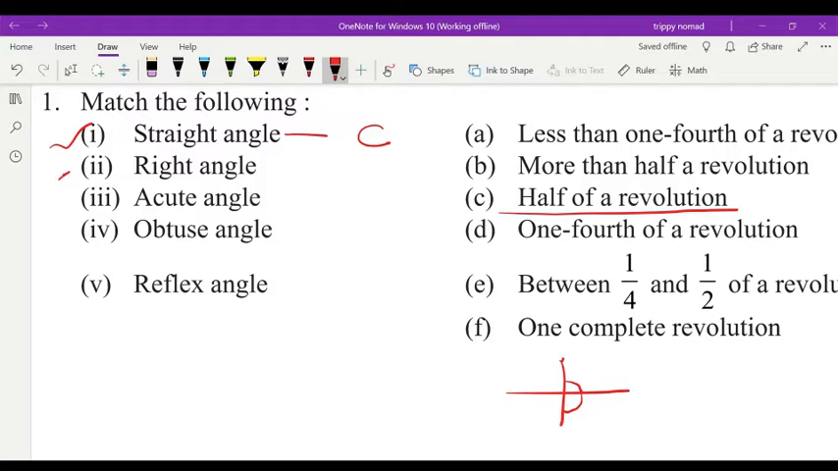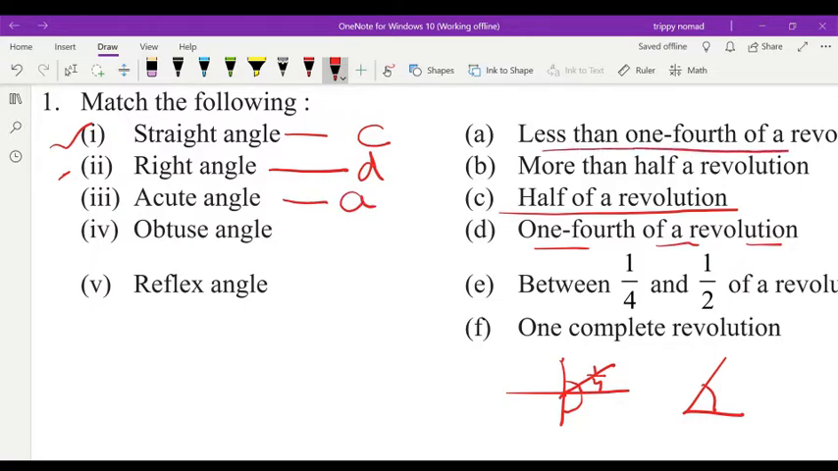Now the second one, right angle. What is that? One-fourth of a revolution, so it belongs to the D part. And acute angle, I just told you, is less than 90 degrees. That means, 90 degrees is one-fourth, so acute angle will be less than one-fourth of a revolution. Acute angle is A, because one-fourth revolution makes a 90 degree angle.